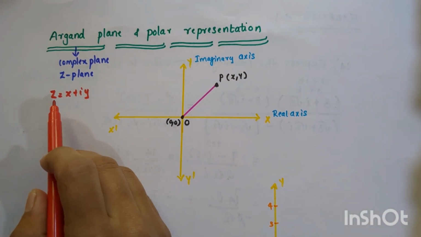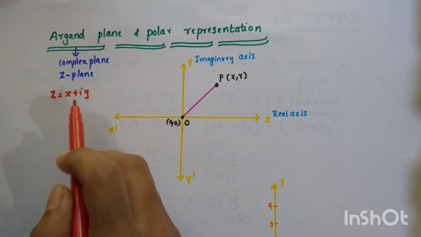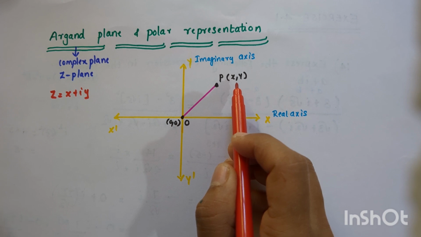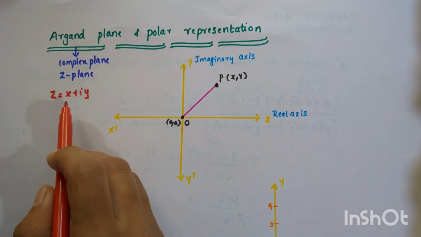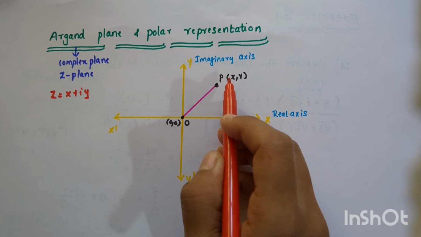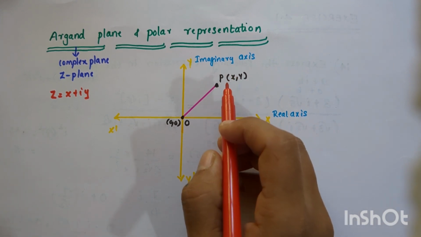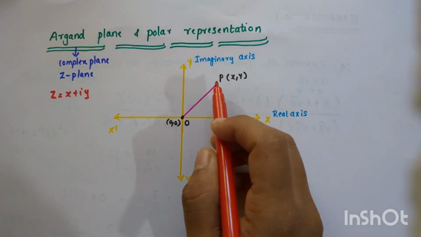Now, the location of this complex number z is equal to x plus iy is represented by the ordered pair x comma y. So this point P represents this complex number z is equal to x plus iy, by this ordered pair x comma y. Okay, so this is how we represent a complex number in the Argand plane.